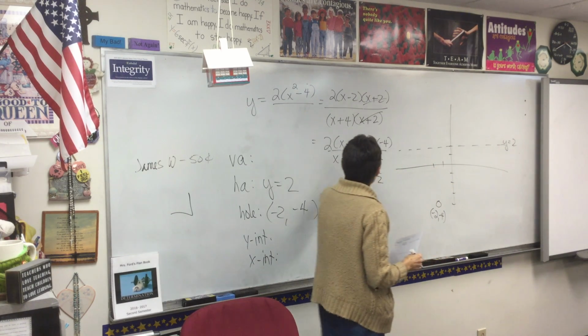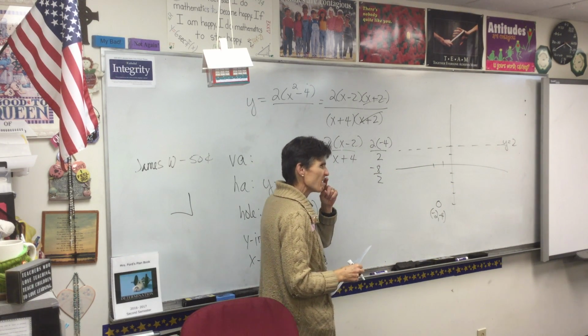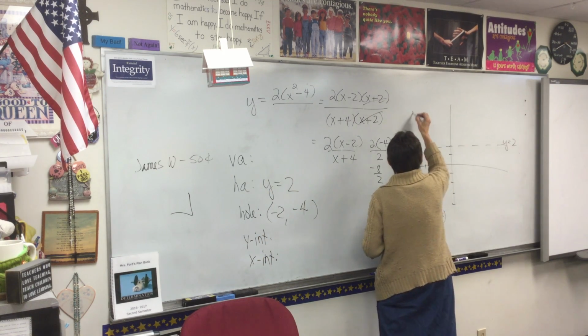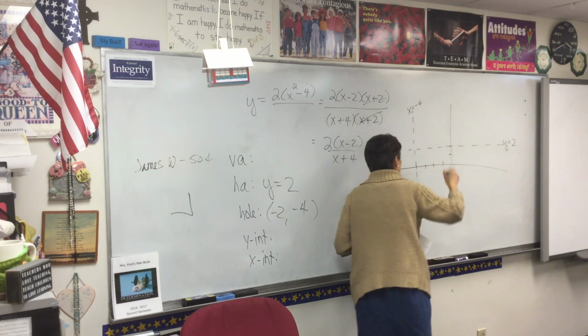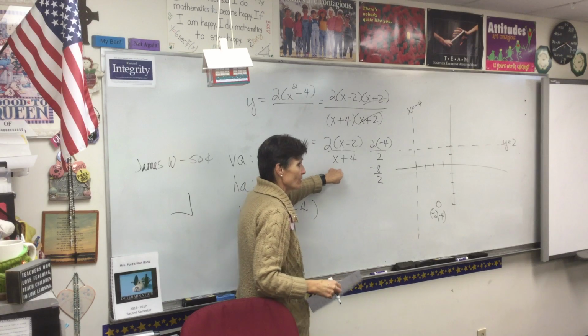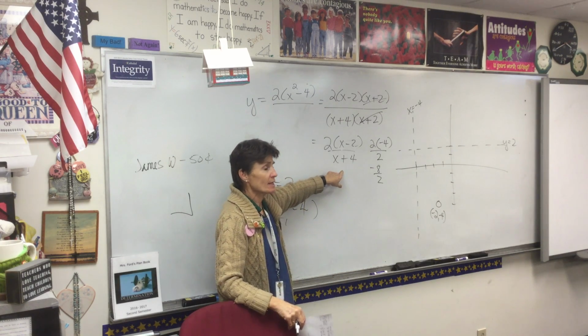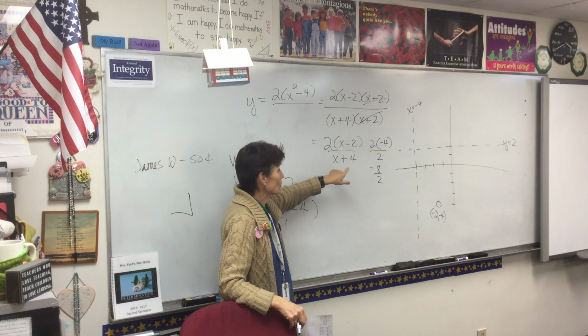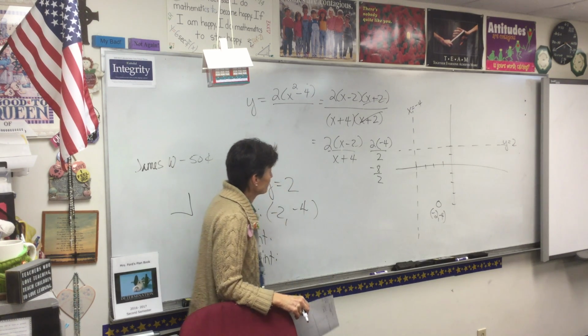And the vertical asymptote is where? X equals -4. Where do vertical asymptotes come from? The denominator. What makes the denominator 0? -4. So your asymptote is at -4.